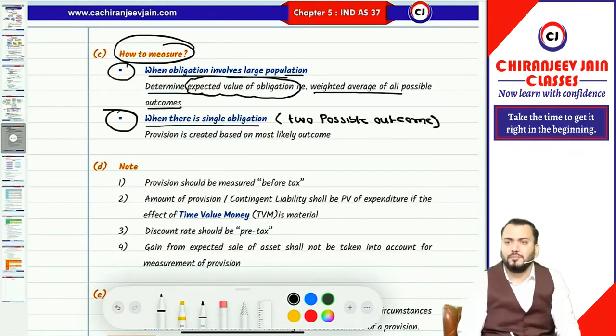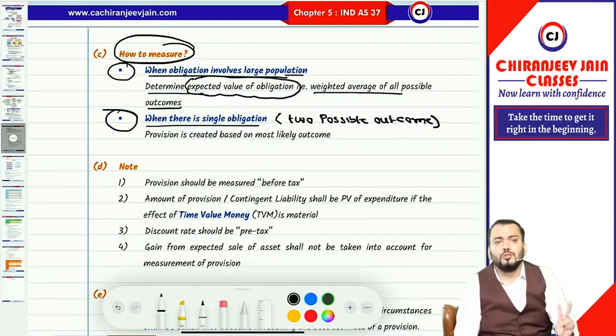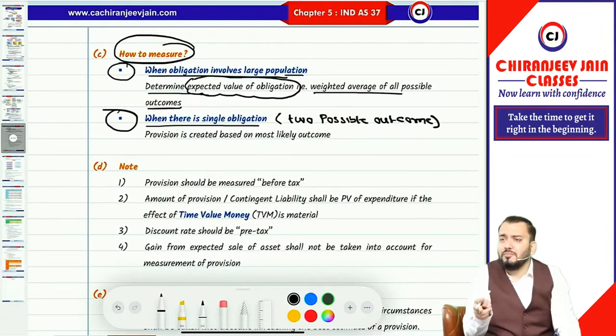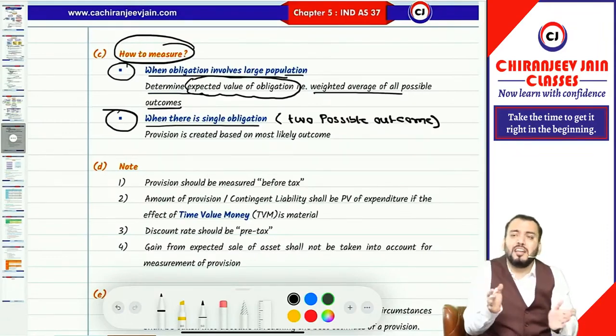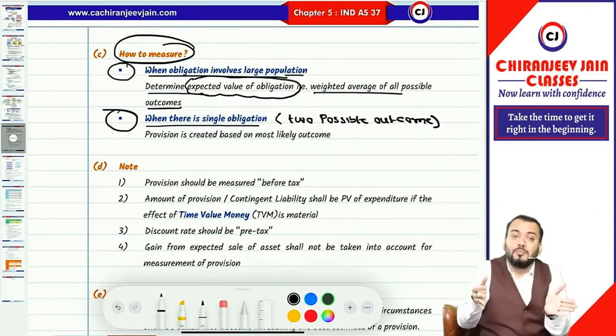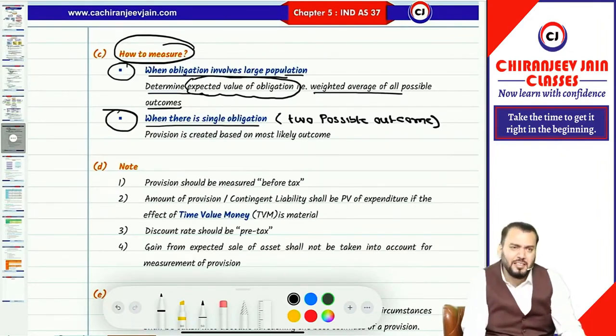Two possible outcomes. What they are saying is, if there are only two possible outcomes, we never do average. Whenever there are more than two outcomes, only then do we go for average. I think in statistics you know about this fact. For two we never do average, but for more than two we always go for average.